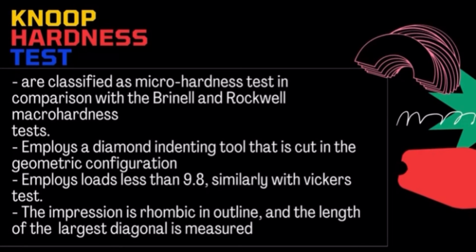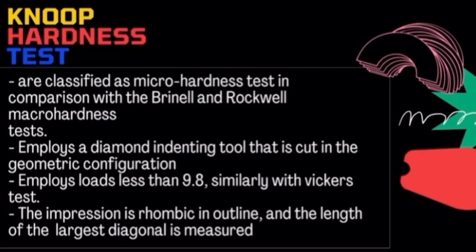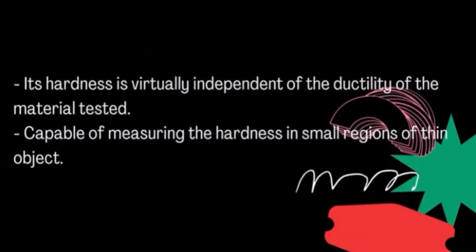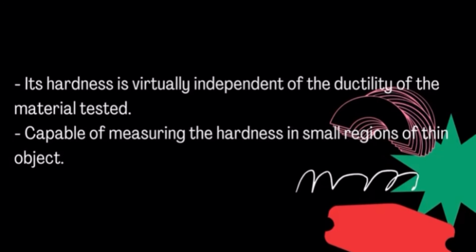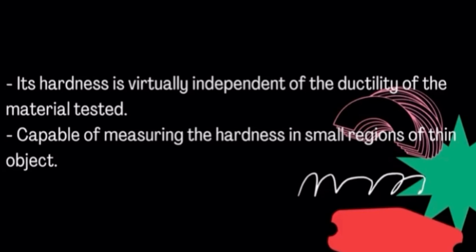Knoop hardness test. These tests are classified as microhardness tests in comparison with the Brinell and Rockwell macrohardness tests. It employs a diamond indenting tool that is cut in a geometric configuration, and also employs loads less than 9.8 newtons, similar to the Vickers test. The impression is rhombic in outline, and the length of the largest diagonal is measured. This test is capable of measuring the hardness in small regions of a thin object. Also, its hardness is virtually independent of the ductility of the material tested.